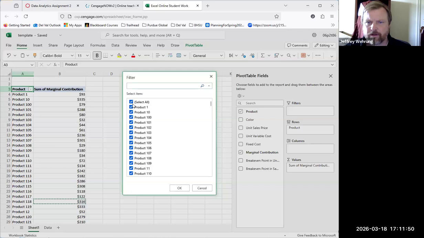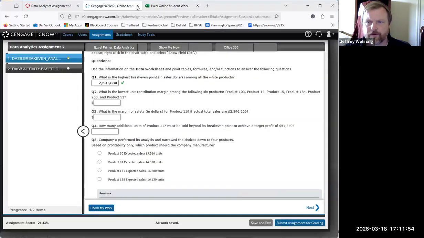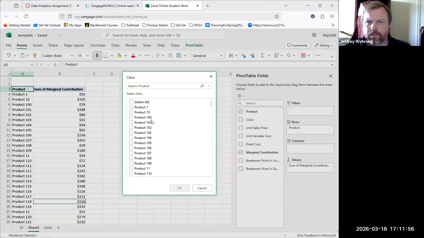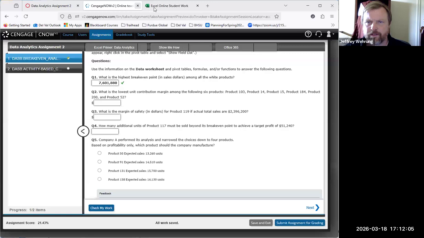So I can filter, let's see which 6 I want. So 1, 2, 3, 14. Yours are going to be different, just so you know. 15 and 184.